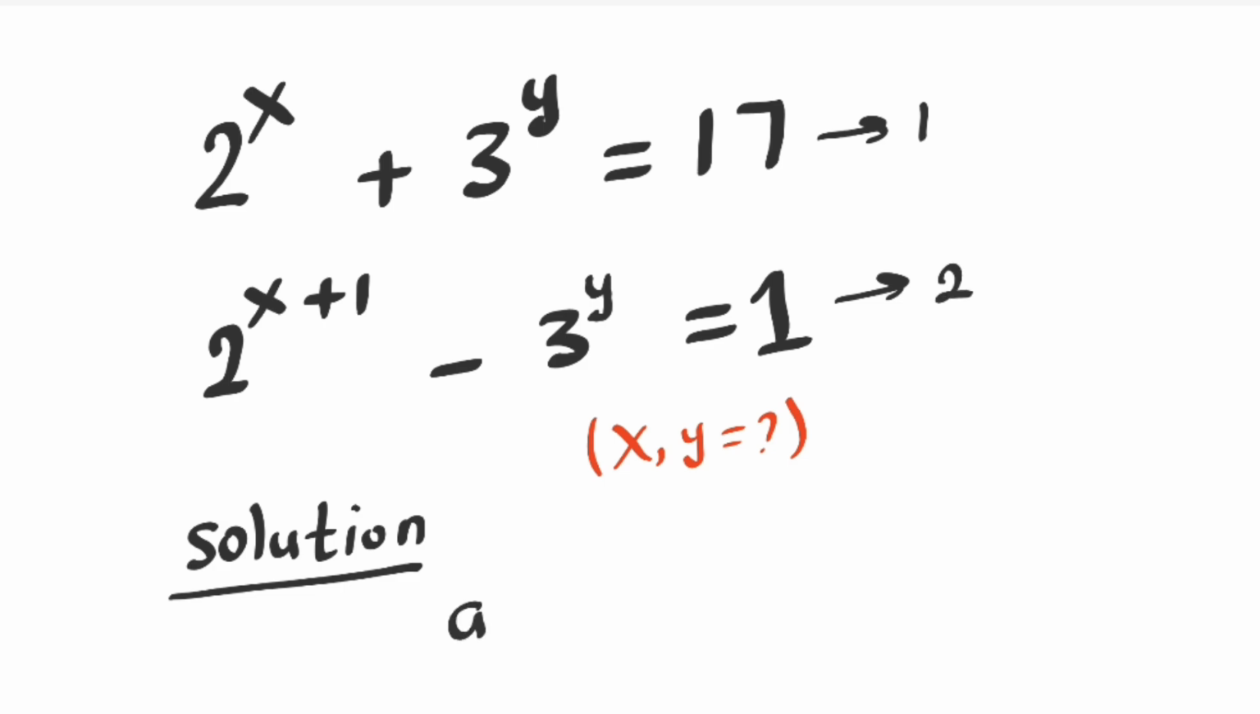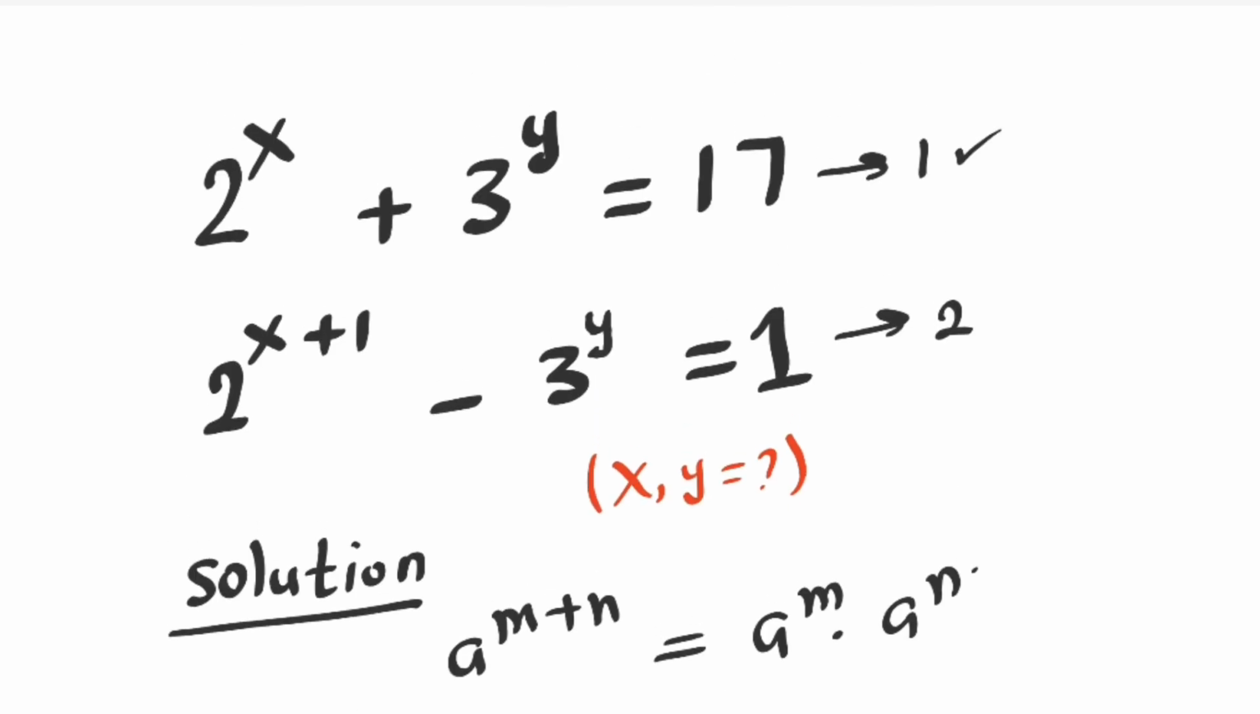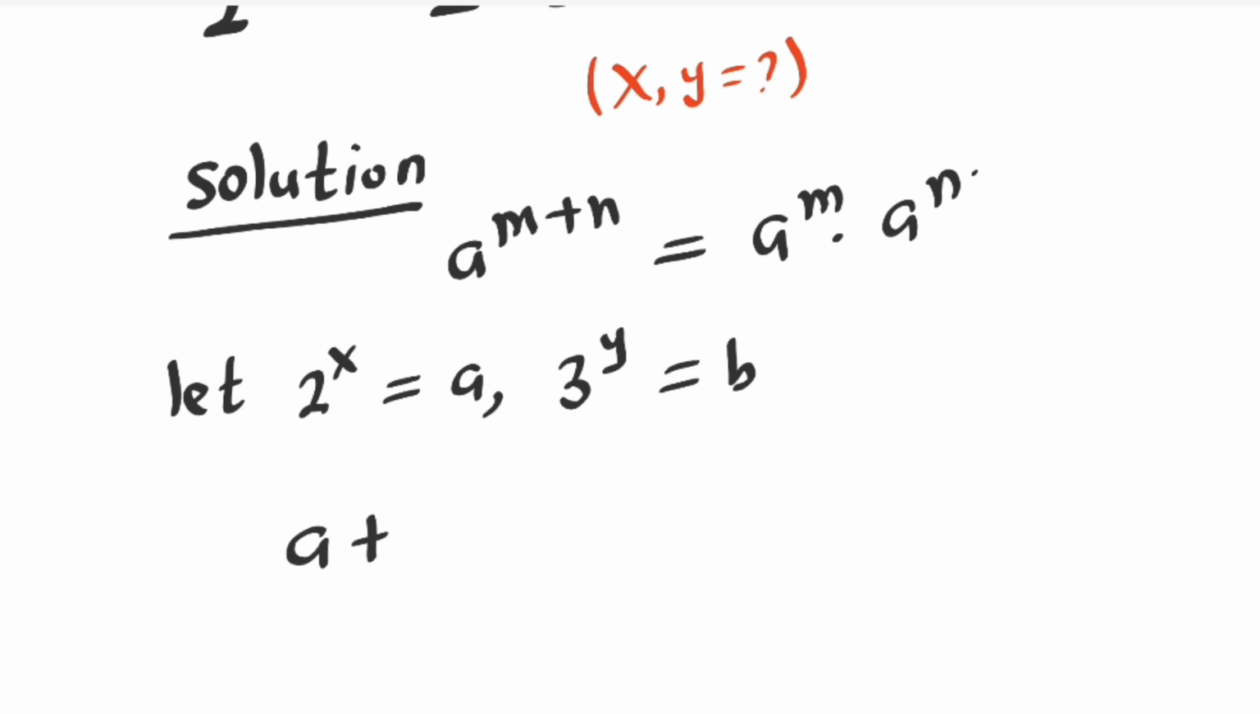If you have a raised to power m plus n, this is equal to a raised to power m multiplied by a raised to power n. Then let 2 raised to power x is equal to a and 3 raised to power y is equal to b. Therefore, this equation 1 can be written as a plus b is equal to 17. Let us call this equation 3.